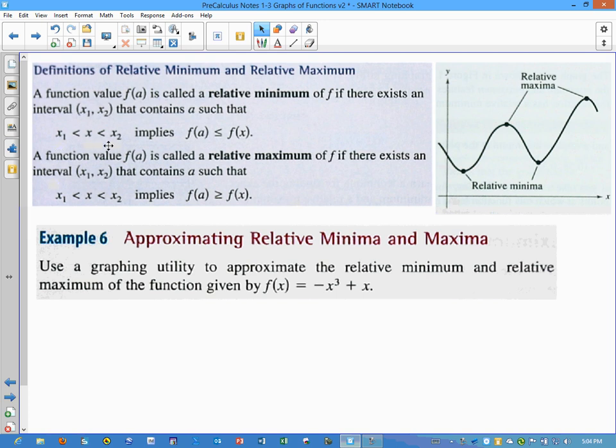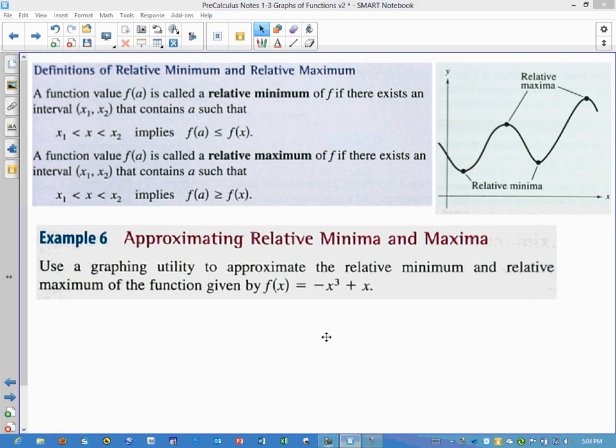So that's why here we're looking at intervals. So if you can put an interval around the point and it's the lowest or highest point in that interval, then that's what makes it a relative or local minima or maxima. And we're actually going to use the graphing utility to find these. So they want us to find the relative minimum and relative maximum of the function given by this equation.